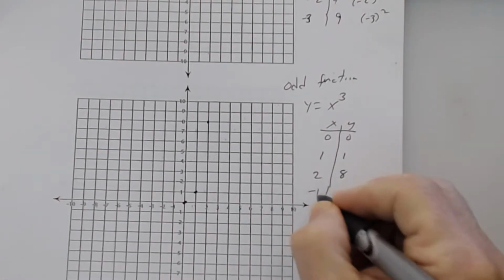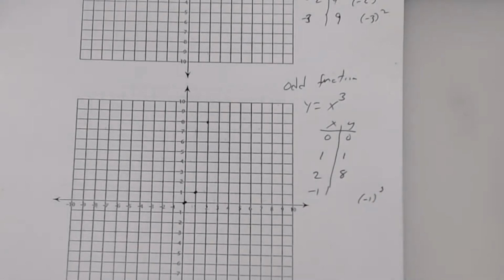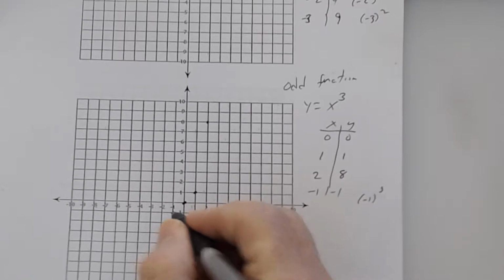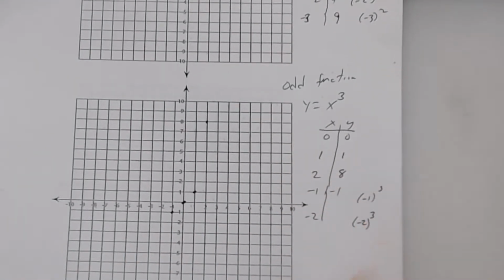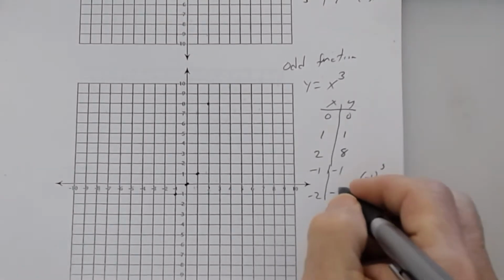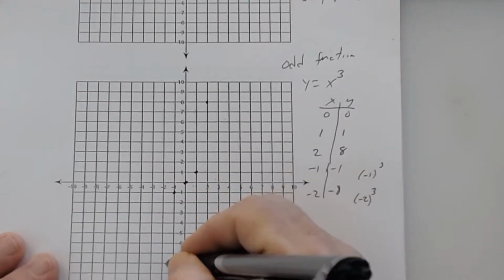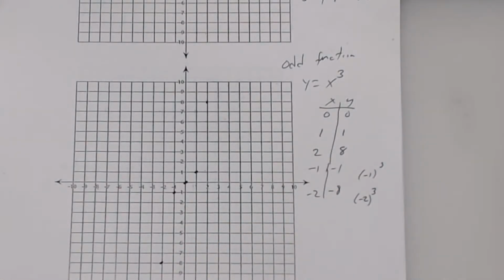If x is negative 1, what's negative 1 cubed? Negative 1. If x is negative 2, what's negative 2 in parentheses cubed? Negative 2 times negative 2 times negative 2 is a what? Negative 8. So (negative 2, negative 8). And again, that's about all I can do in terms of using integers.